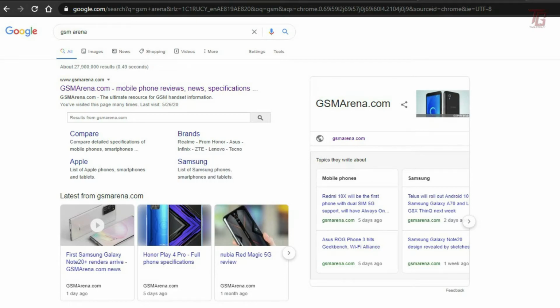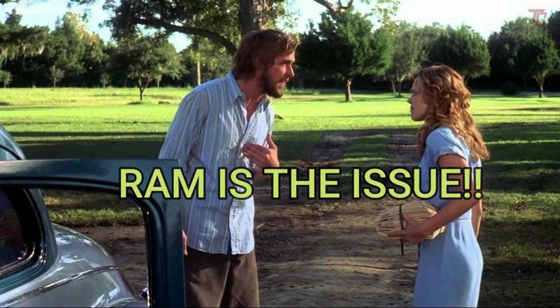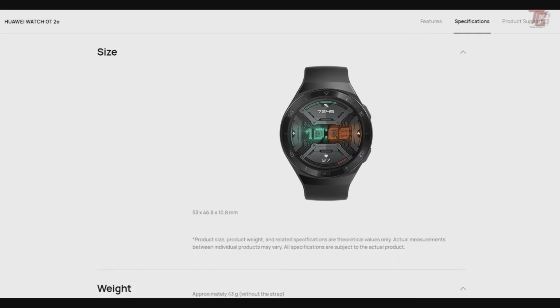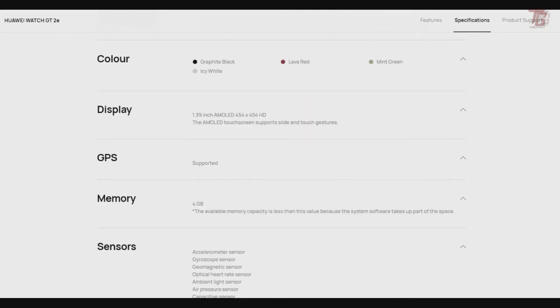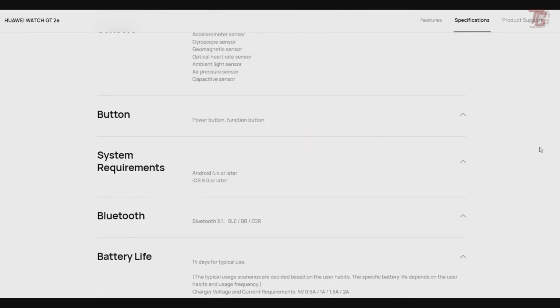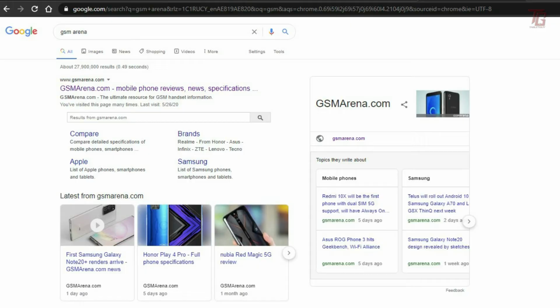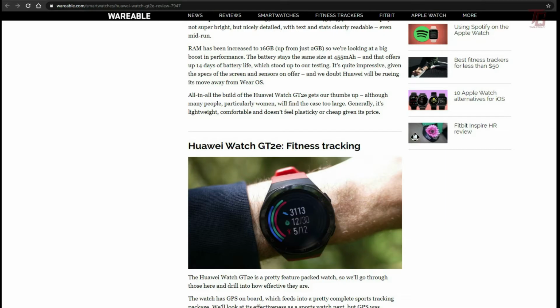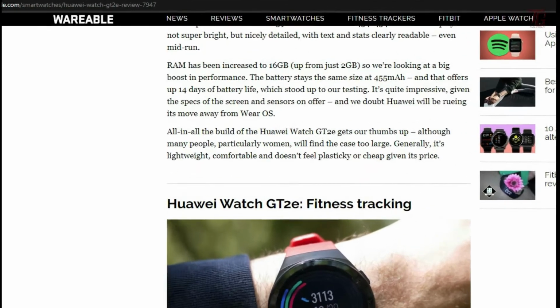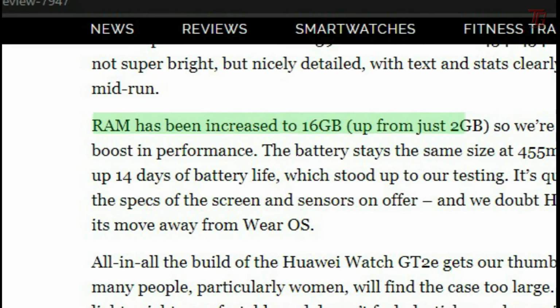Coming back, the RAM is an issue, as we're not sure about the RAM on these watches. We checked Huawei's official website and found the RAM is not disclosed over there. As a result, many tech sites may claim different RAM sizes for the watch. I came across this website that seems credible. However, it mentioned the RAM on GT2e was 16GB, which is an increase from the previous 2GB on GT2. Now this is totally incorrect information.